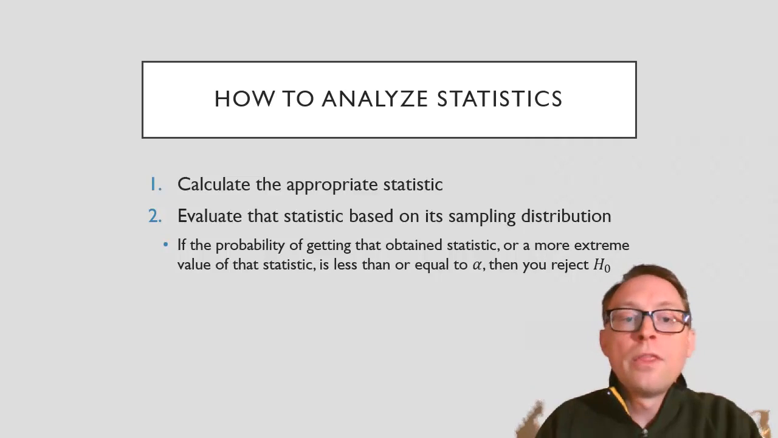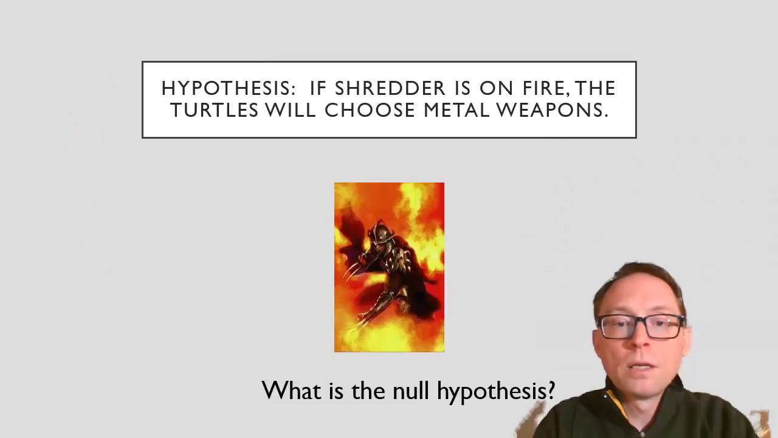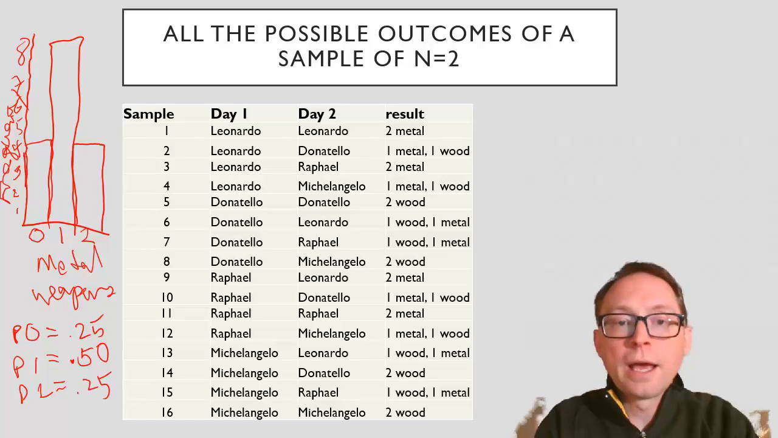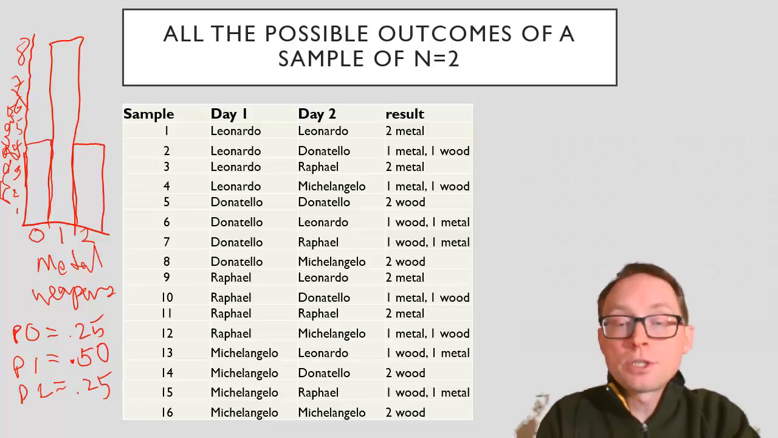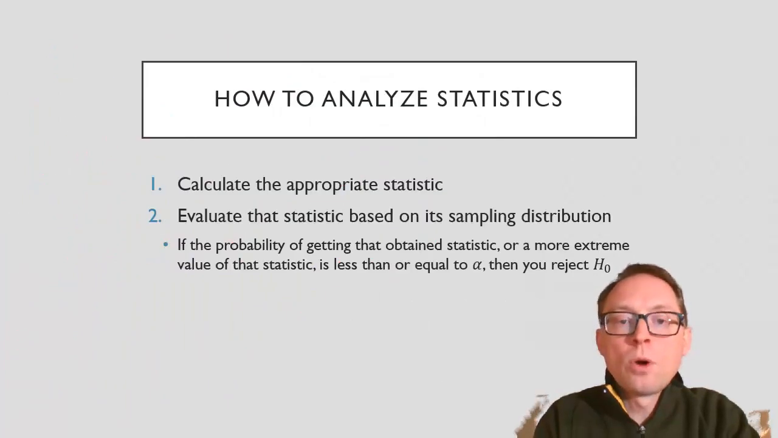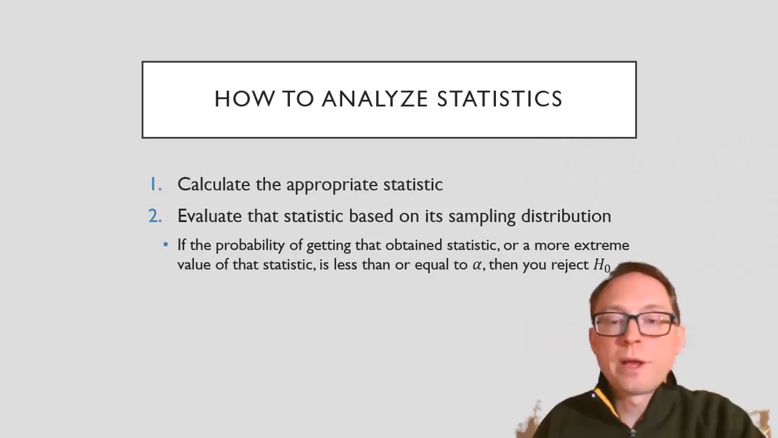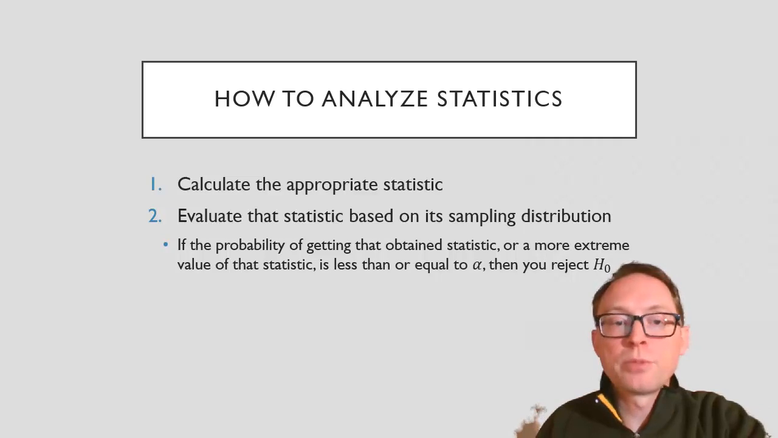Then we evaluated that statistic based off the sampling distribution. The sampling distribution was this, all the possible results. And we figured out the probability of each one of those results happening if everything is normal, if the null hypothesis is true, right? What we found, our statistic, was 2 turtles with metal weapons. Then we evaluated that based off the sampling distribution. The sampling distribution says the probability of getting 2 metal weapons is actually 0.25. Our alpha was 0.05.